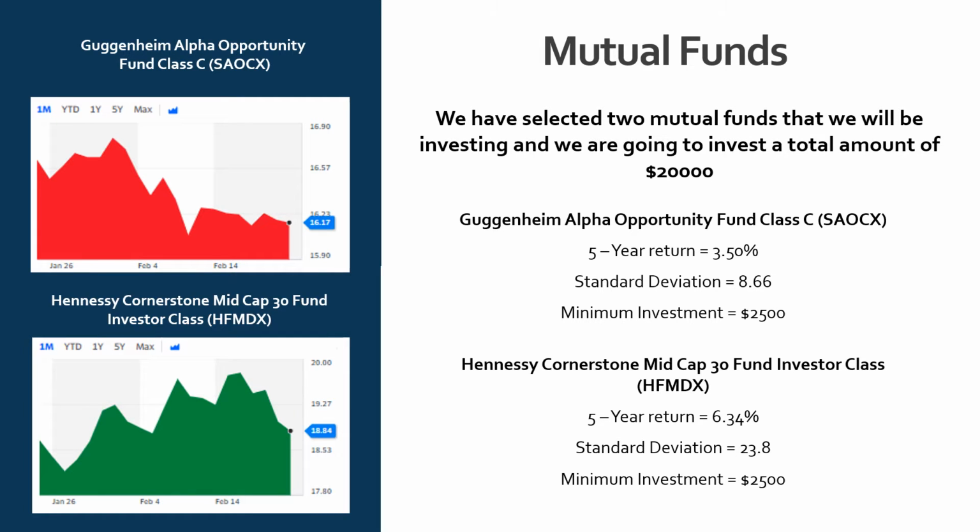So for our project, we are using two mutual funds. The first one being Guggenheim Alpha, or SAOCX, with a 5-year return at 3.5%, standard deviation for risk at 8.66, and a minimum investment of 2,500. And the second fund is the Hennessy Cornerstone, or the HFMDX, with a 5-year return of 6.34%, standard deviation for risk at 23.8, and another minimum investment of 2,500. And we're going to invest a total amount of 20,000.